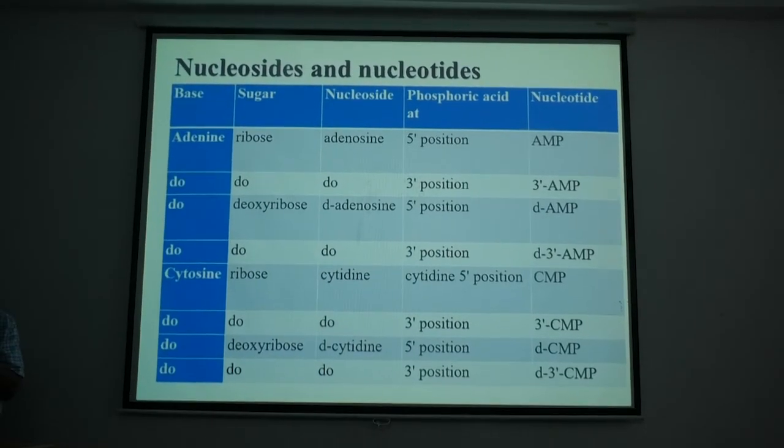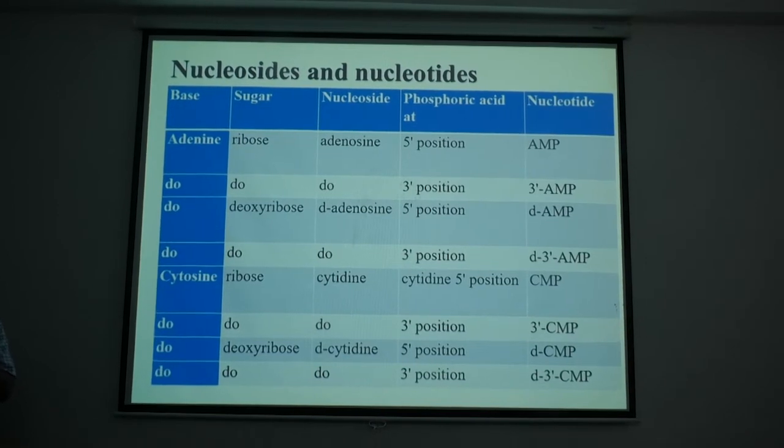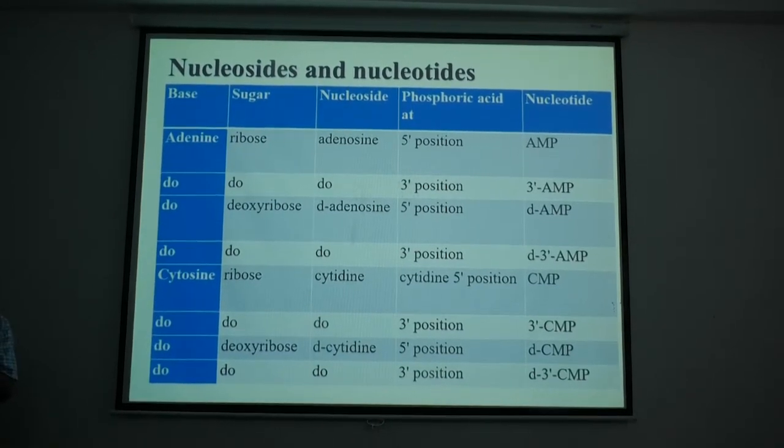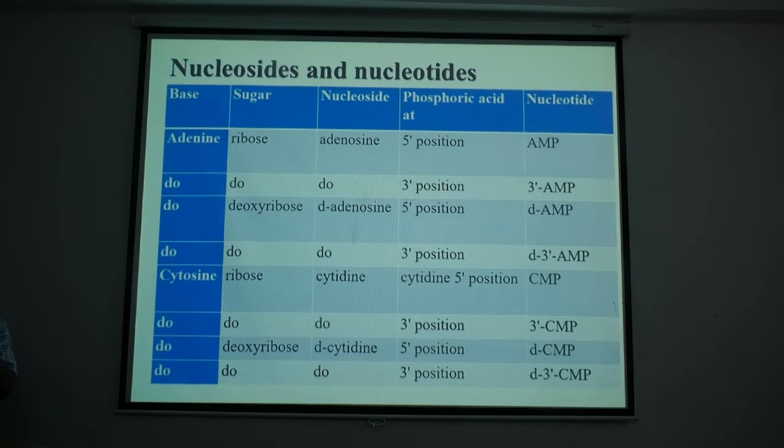So today we start the discussion about nutrient metabolism. Before starting nutrient metabolism, we can discuss what short notes may come: nucleoside or nucleotide. Suppose a nucleoside comes to you. So what is a nucleoside?